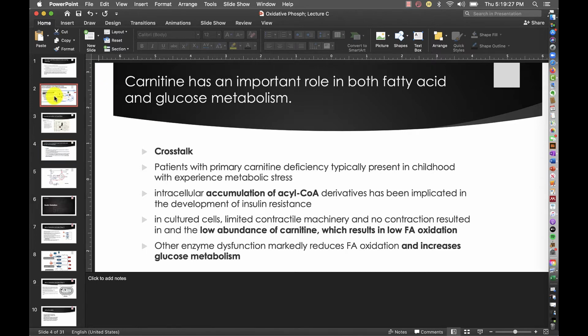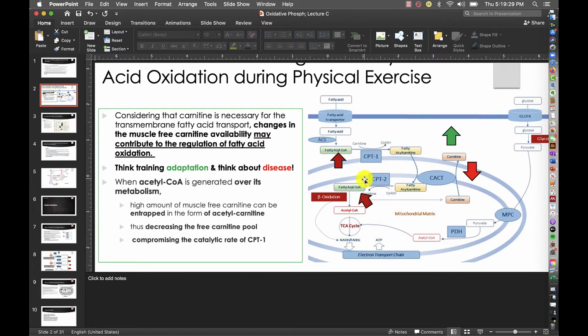So let's go back to this slide. If we have an excessive amount of acyl-CoA, okay, or acetyl-CoA, it doesn't matter, either one of them, an excessive amount that cannot be processed, and maybe it can't be processed from here to here, or maybe it can't be processed from here to here. If carnitine is not doing its job, that leads to insulin resistance.